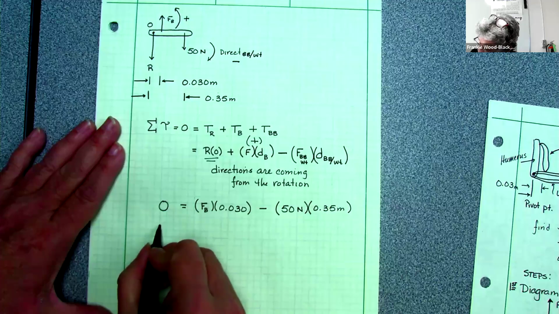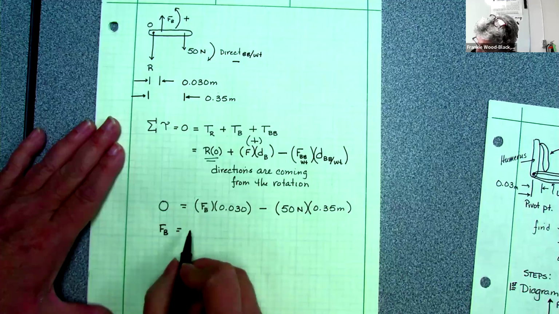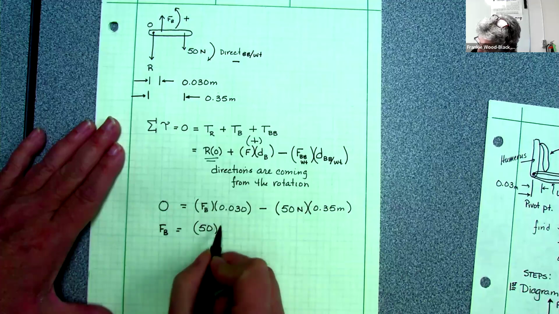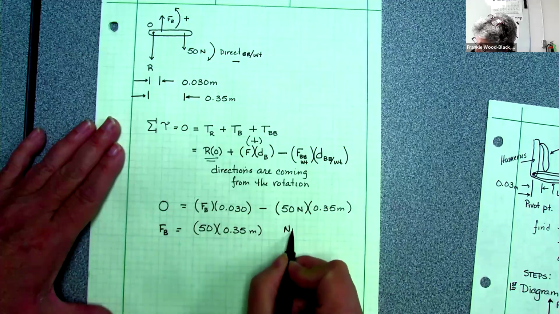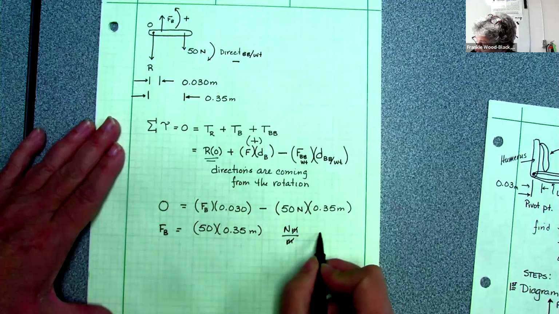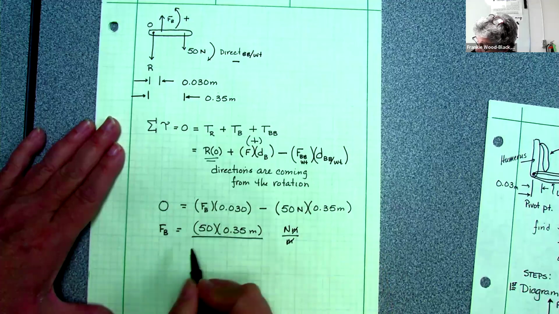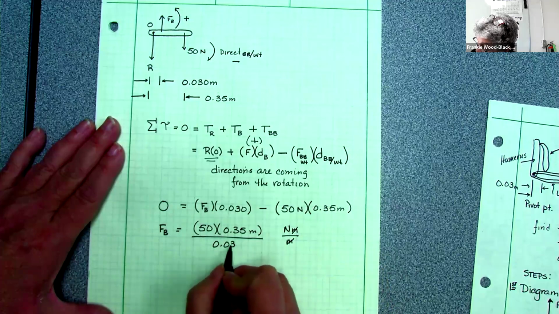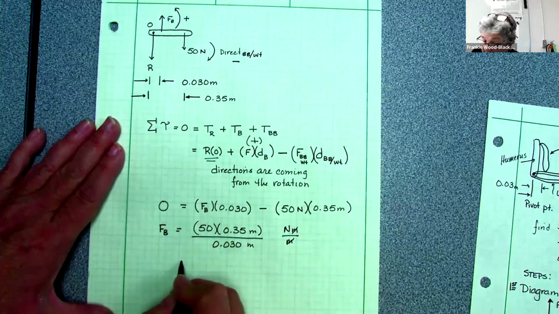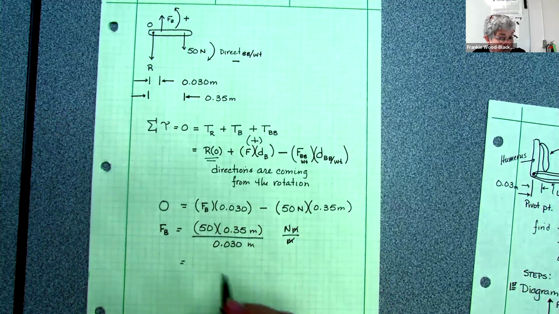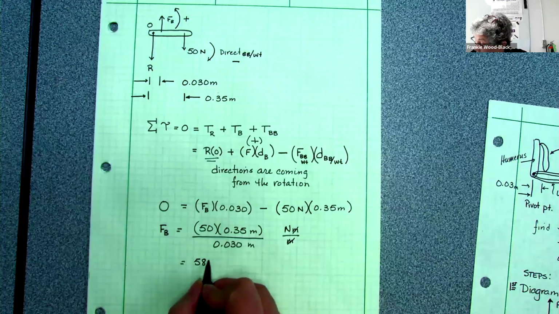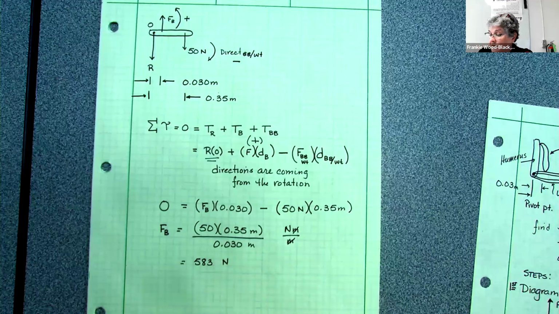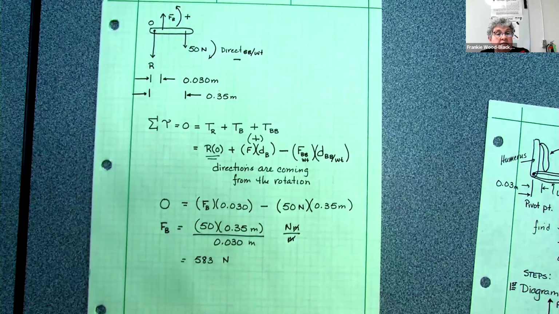So now I can calculate the force: it's going to equal 50 newtons times 0.35 meters. I've got newton meters divided by meters, so I'm going to end up in newtons, which is nice. And I'm dividing by 0.030 meters. When I plug that into the calculator, I get 583 newtons. So we can use our torque to help us out.